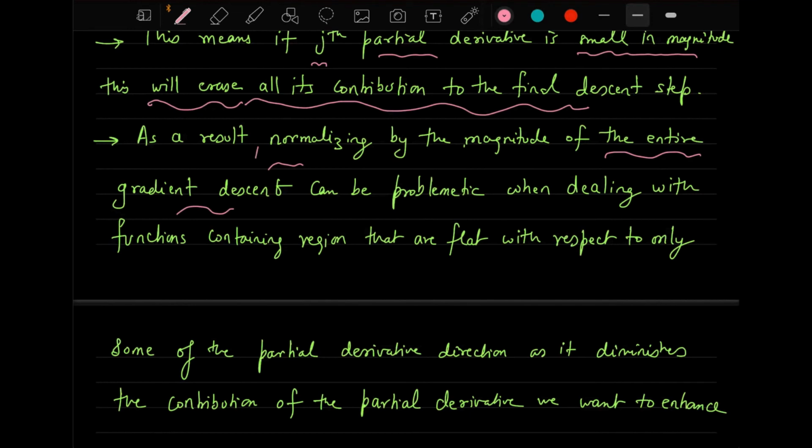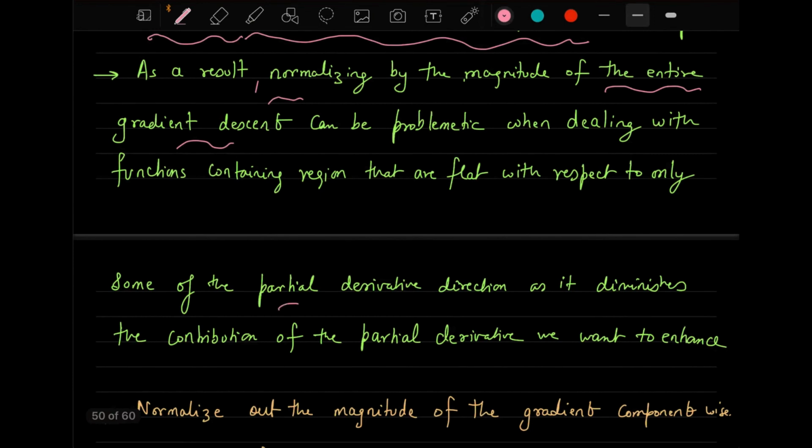And it's written over here also that, as a result, normalizing by the magnitude of the entire gradient can be problematic when dealing with functions containing regions that are flat with respect to only some of the partial derivatives, and it diminishes the contribution of that partial derivative that we want to enhance. Actually, we wanted to enhance that derivative which is already small, but because we are dividing it by the summation of all the partial derivatives, that contribution becomes very close to 0.